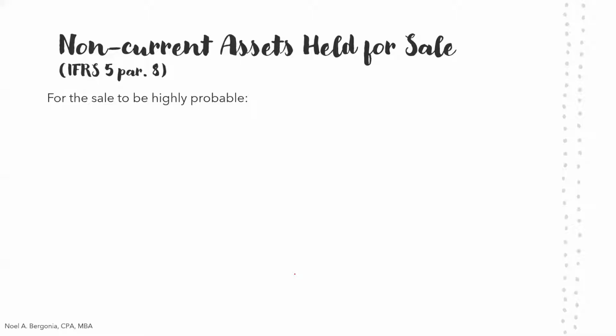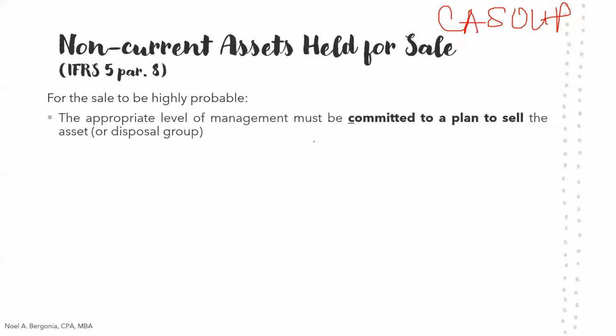We have a mnemonic for that: KASI. Let's take a look. First, the appropriate level of management must be committed. So the management is committed to a plan to sell the asset or the disposal group. They should be committed.